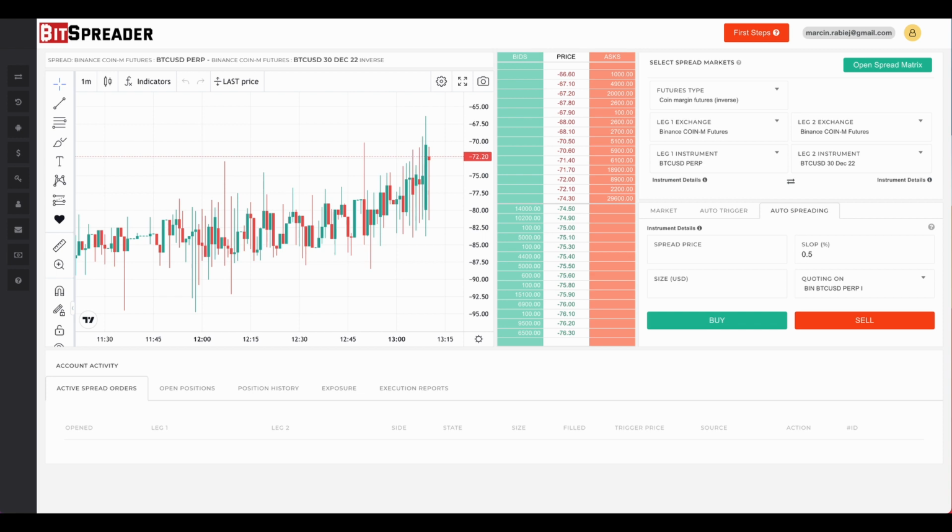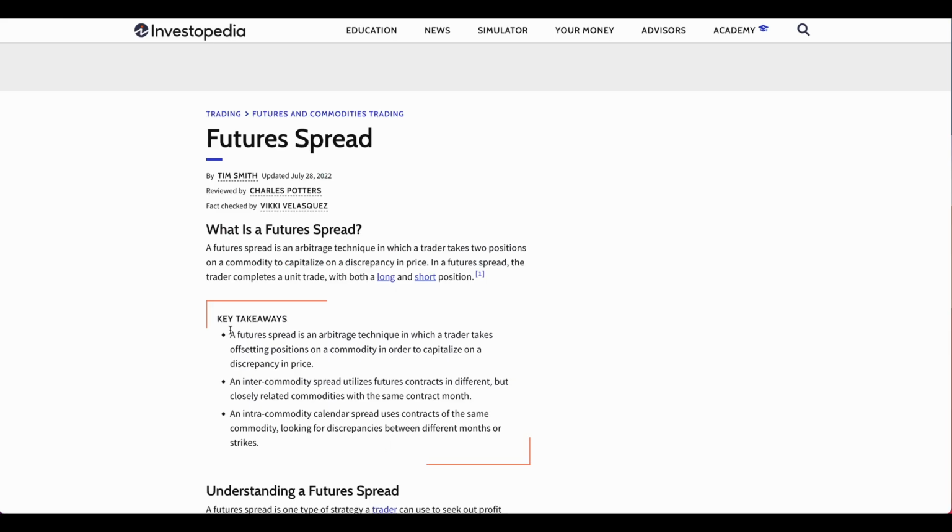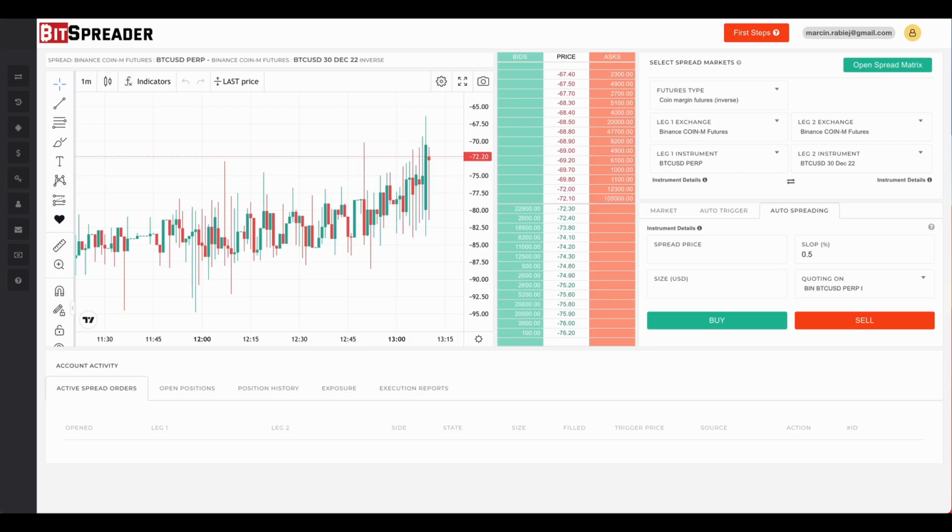BitSpreader is a futures spread trading platform, and as spread trading is a superset of arbitrage, we can use BitSpreader for arbitrage trading. Investopedia, in its futures spread trading strategy definition, describes it as an arbitrage technique. It can be arguable if trading on the spread between two futures with different delivery dates is an arbitrage, but definitely trading on the spread between two future contracts with the same delivery dates on different exchanges is an arbitrage. Let's take a closer look at it.